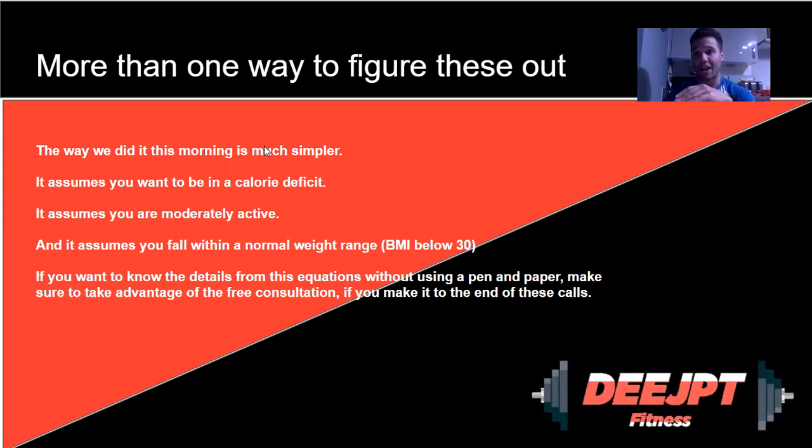So there's more than one way to figure these out. There's dozens of equations out there that figure these things out for you. However, that equation I gave you this morning has got a few assumptions in there. It assumes you want to be in a calorie deficit, so it won't work if you're trying to build muscle. It's only if you're wanting to burn fat. It assumes you are moderately active, so your activity level is around the 8 to 10,000 steps per day mark. And it assumes you fall within a normal weight range, so your BMI falls below 30, which is what the average person does.